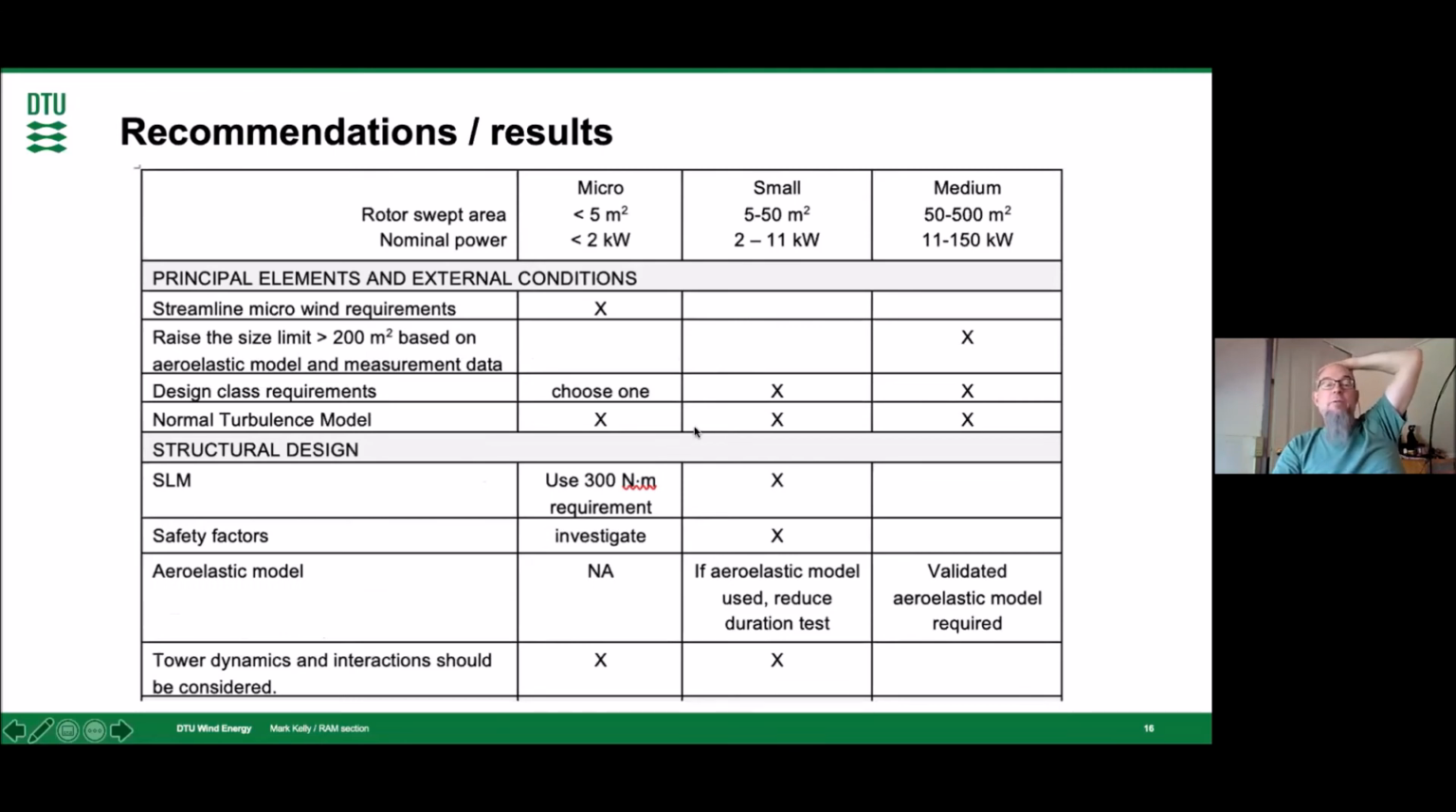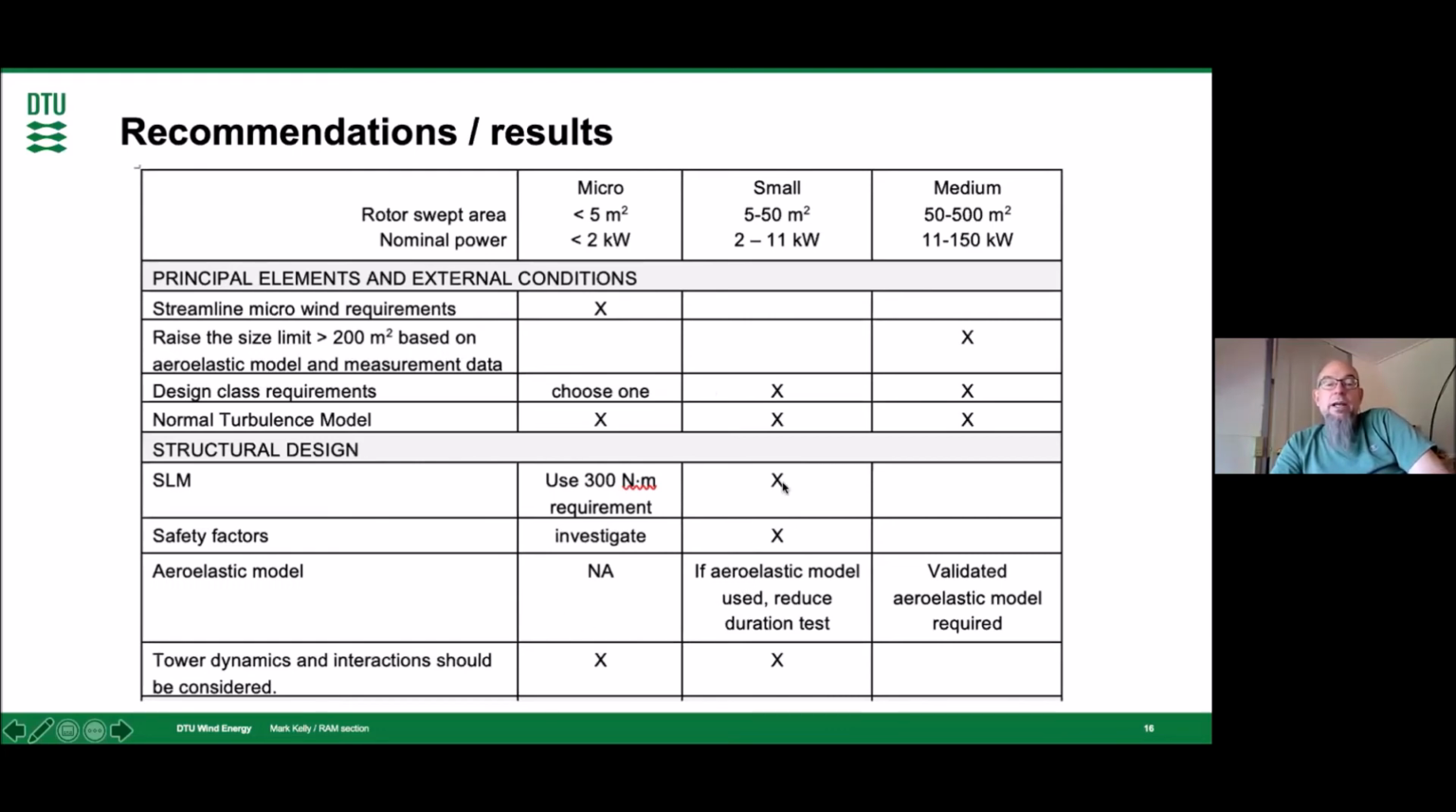And so yeah, what I've just mentioned above is basically listed here. Some of the things that we recommend are more towards micro turbines, and some are more towards small turbines. For example, the requirements for micro wind. Aeroelastic modeling is more for small turbines than micro turbines.